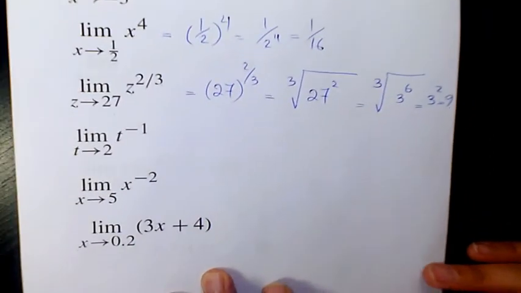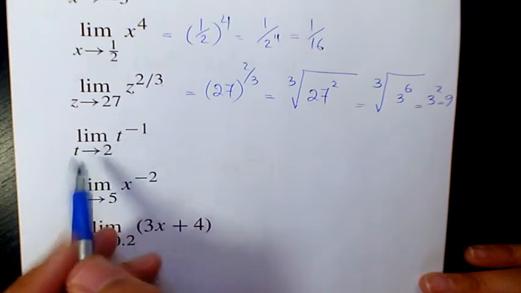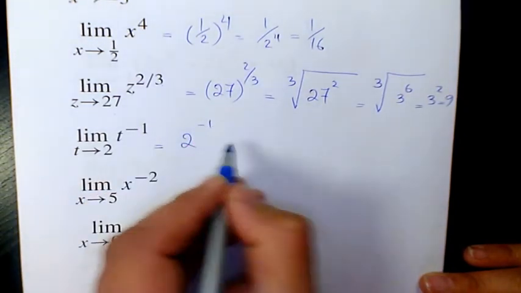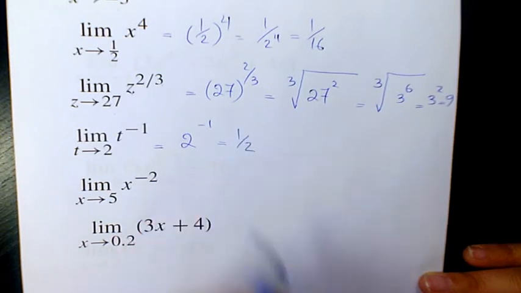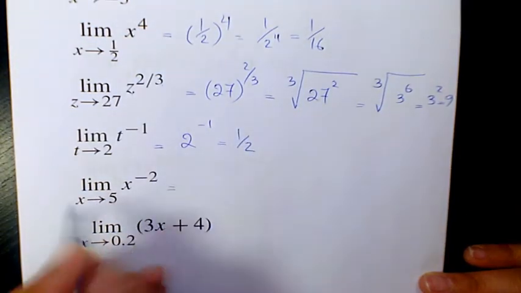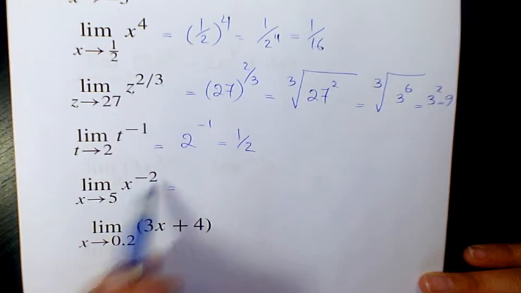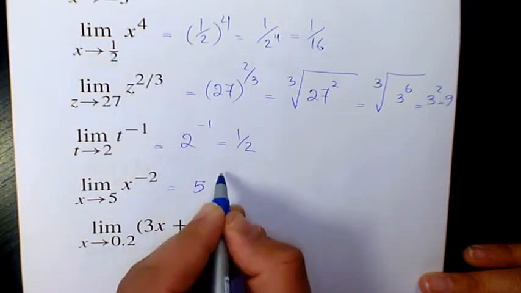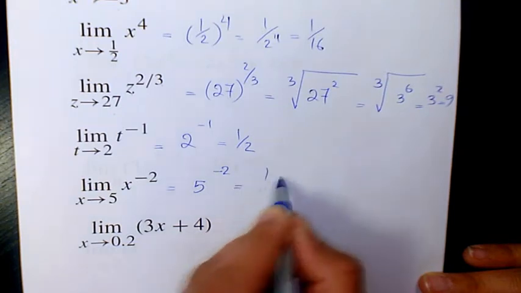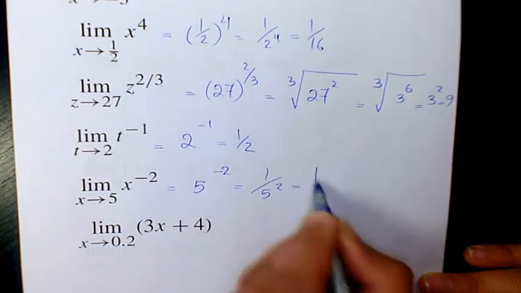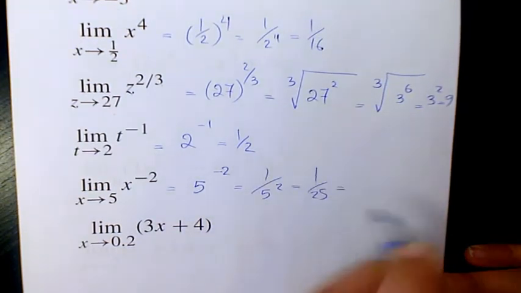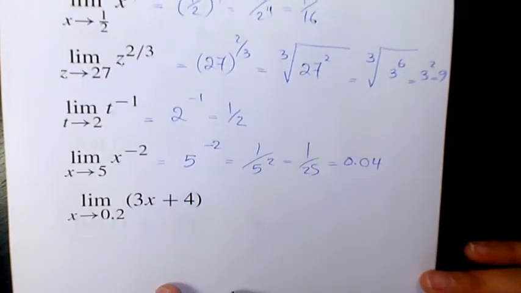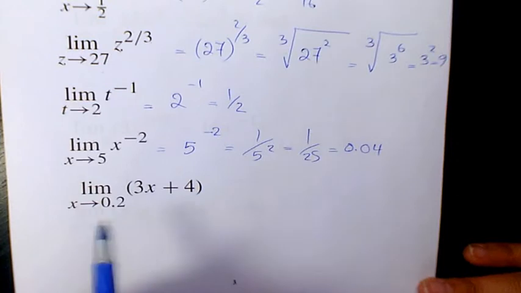Next one. Limit of t to the power of negative 1 when t approaches 2. That's going to be 2 to the power of negative 1 or 1 over 2. Limit of x to the power of negative 2 when x approaches 5. That's going to be 5 to the power of negative 2 or 1 over 5 squared or 1 over 25. Or you can say 0.04 if you want to write it in terms of decimals.